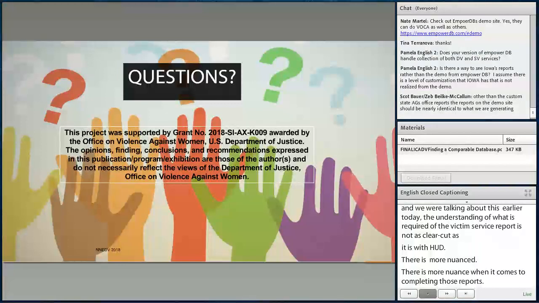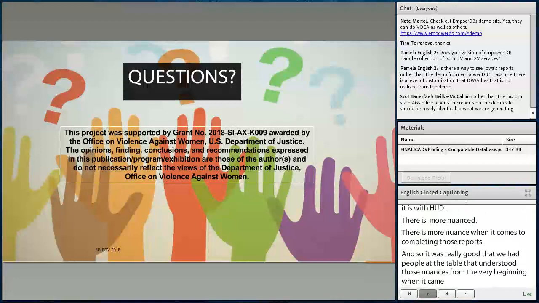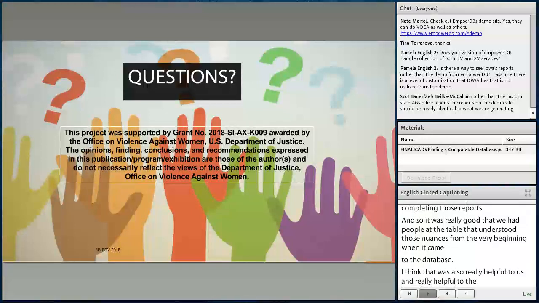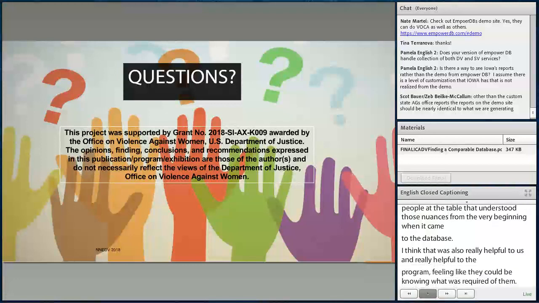And so I think that was also really helpful to us and really helpful to the programs, feeling like they could understand what was being required of them, and just the excitement that came from our local programs when they realized that not only were they getting training and support on a new database, but that they might be able to go from entering data into 3 or 4 databases. Yep. And all the security risks that come with having your data in 3 or 4 different places to having a single database.